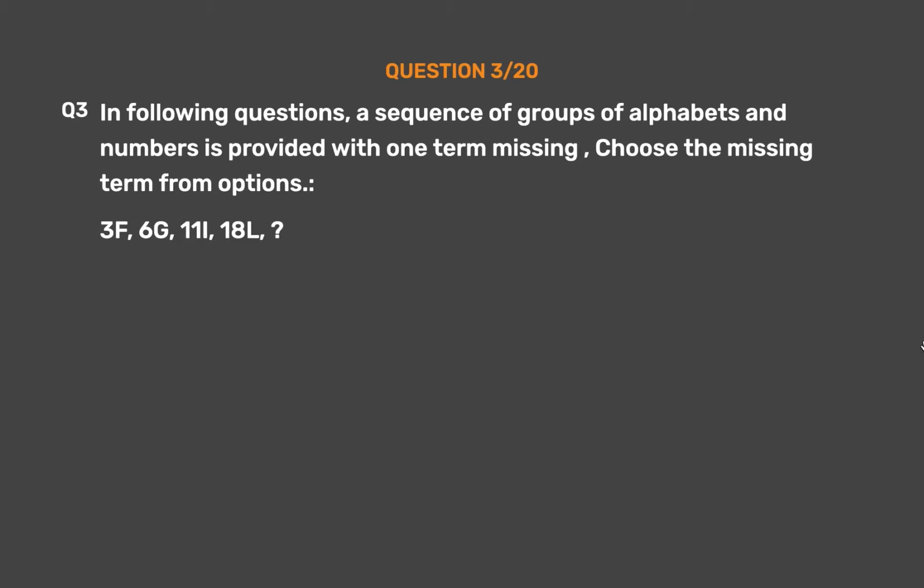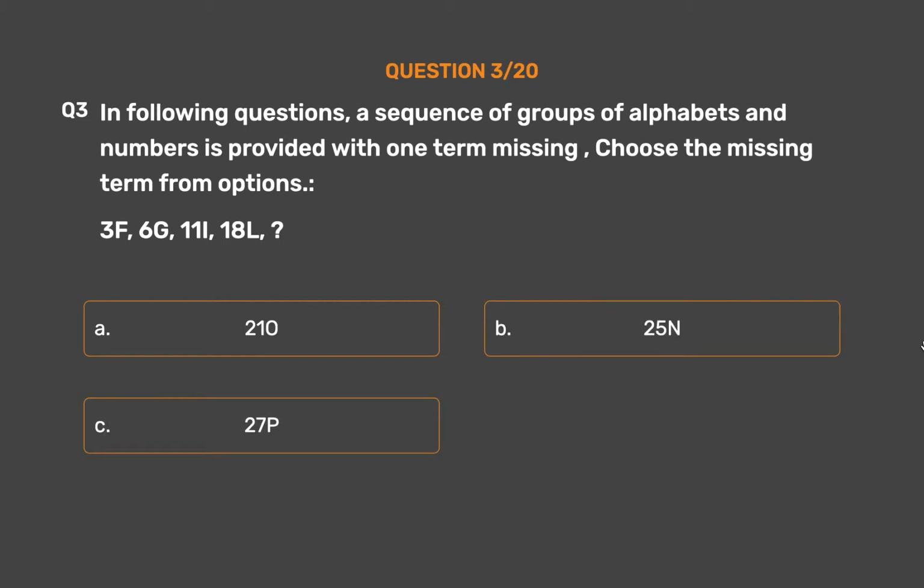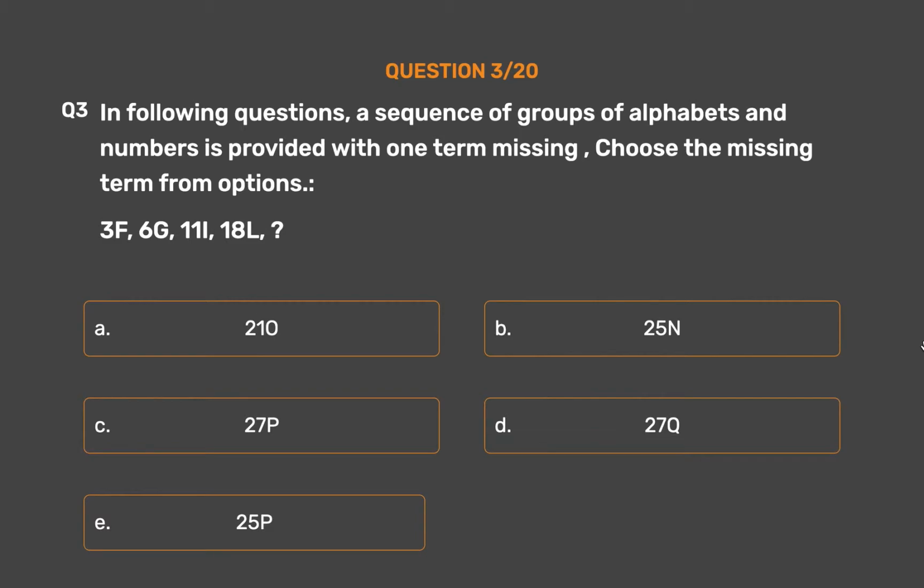3F, 6G, 11I, 18 L. Option A. 21O. Option B. 25N. Option C. 27P. Option D. 27Q. Option E. 25P.